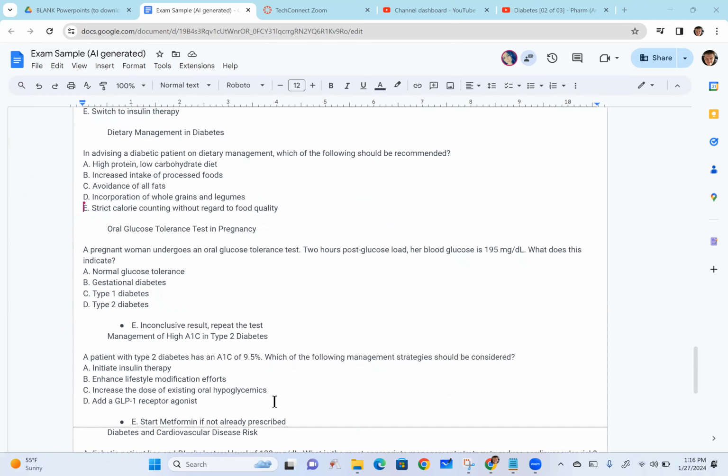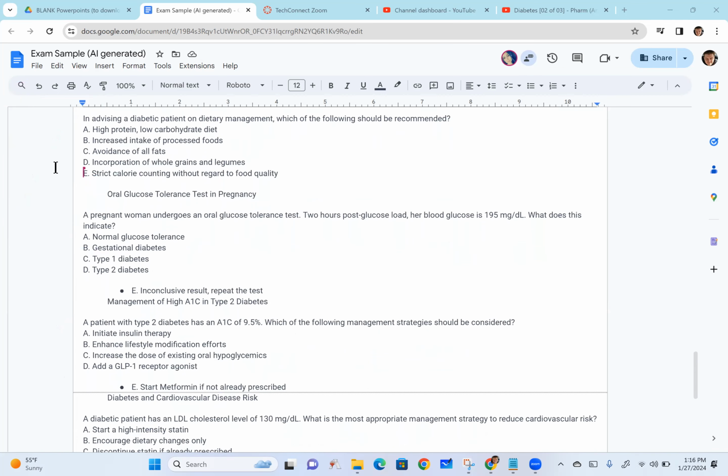All right, dietary management. So what do you do with diabetes and diet? Recommendations for diabetic diet. High protein, low carbs. That works. Okay, what about increased intake of processed foods? Nope. Avoid all fats? Not all fats. There's low fat diets and very low fat diets. The key is saturated fats, right? Saturated less than 7%.